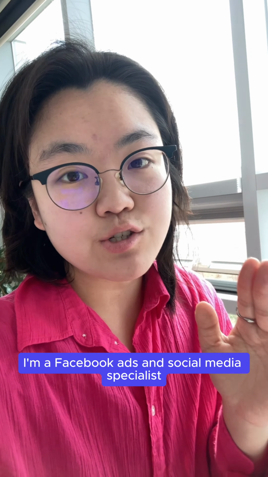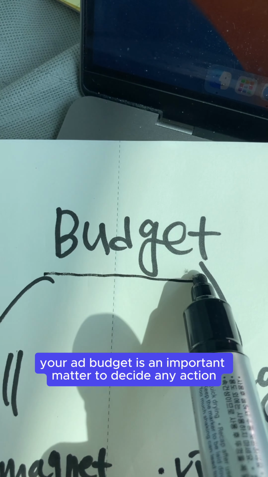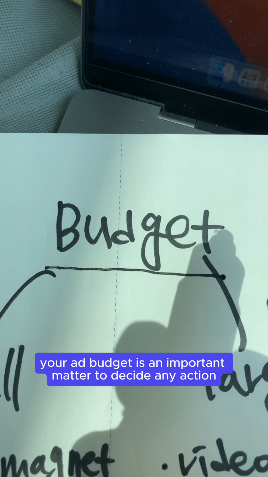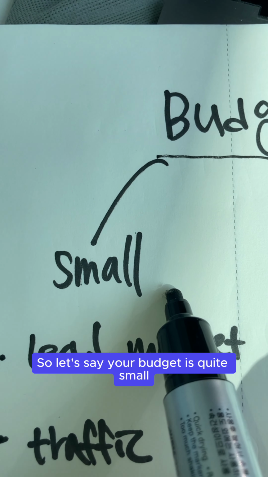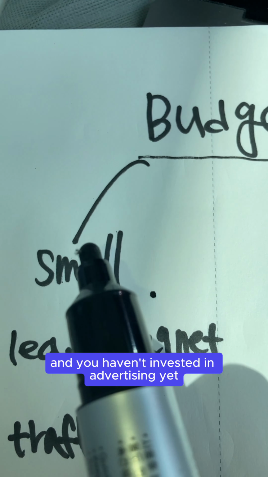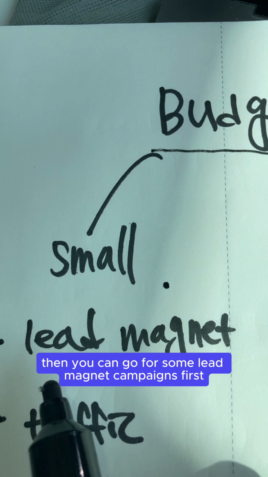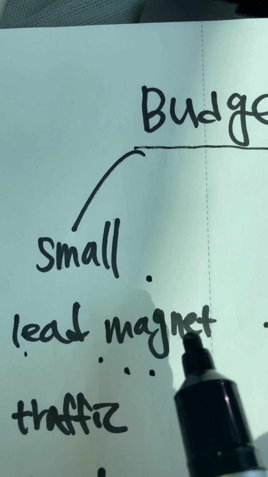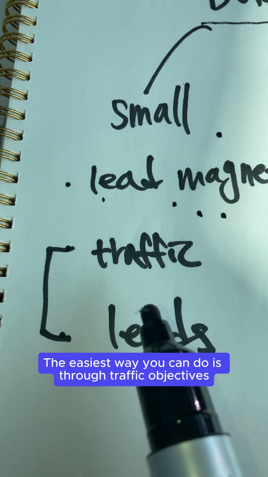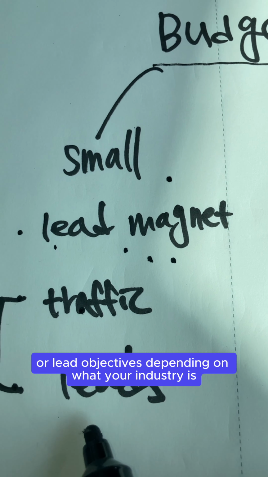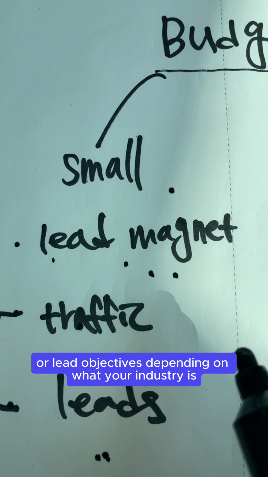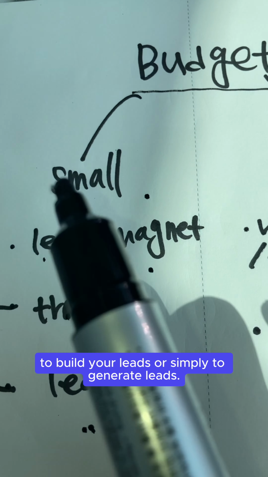First off, before deciding which objectives you are going to go for, your ad budget is an important matter to decide on before any action. So let's say your budget is quite small and you haven't invested in advertising yet, then you can go for some lead magnet campaigns first. The easiest way you can do this is through traffic objectives or lead objectives, depending on what your industry is, to build your list or simply to generate leads.